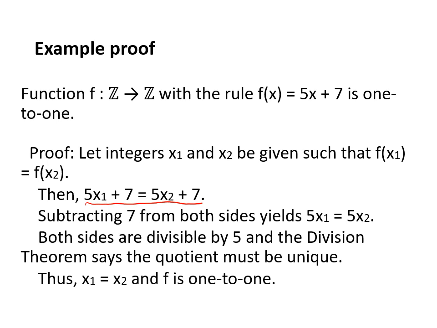So here we subtract 7 from both sides. So 7 and 7 cancel each other. We get that 5x1 is equal to 5x2. Now both sides are divisible by 5. And the division theorem says the quotient must be unique. From that it follows that x1 is equal to x2. And so f is one-to-one. So here we divided both sides by 5. So that concludes the proof that f is one-to-one.